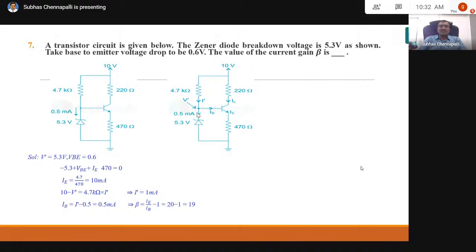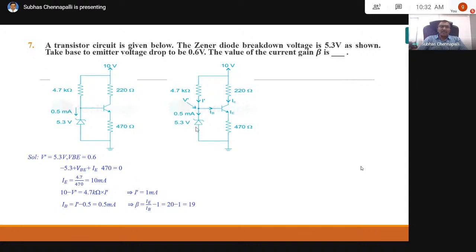So I will take this point as V dash. Then I will say this current is IB, this current is IZ. So IZ minus IB gives 0.5 milliamperes, and what is asked is the current gain. This is a common emitter, so it is asked IC by IB. That's what is asked. Now you apply this: V dash is the Zener voltage 5.3, VBE is 0.6 from here to here. Then you apply the loop equation for this.